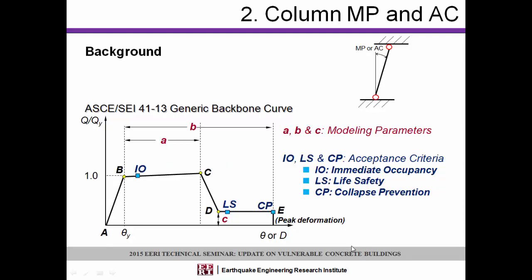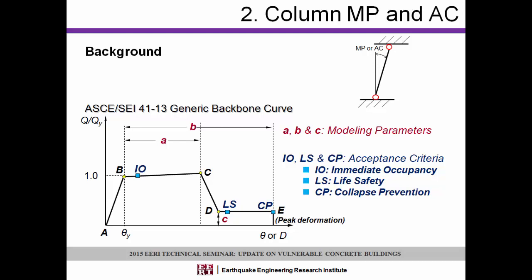So this is the generic backbone curve in ASCE 41. Modeling parameters A and B here give you the plastic rotation to initiation of lateral strength loss, and B is the initiation of axial collapse. And then you have the acceptance criteria. So collapse prevention is here. Life safety is 75% currently of the B term, and immediate occupancy is way down here. So this is the general framework that we're working with at this point.